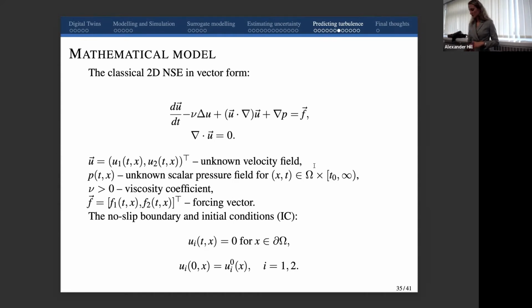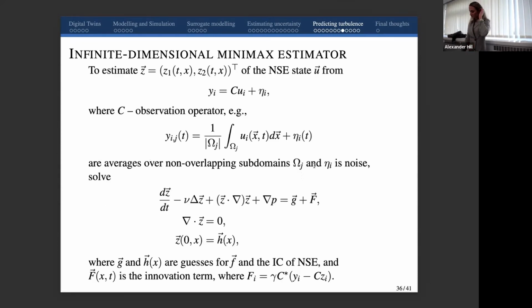So what we're going to do is assume that we're working with observations Y that take these high resolution inputs, project them onto low resolution, and we'll add some noise to it to make it more interesting. And these are the observations that we have that we can work with.